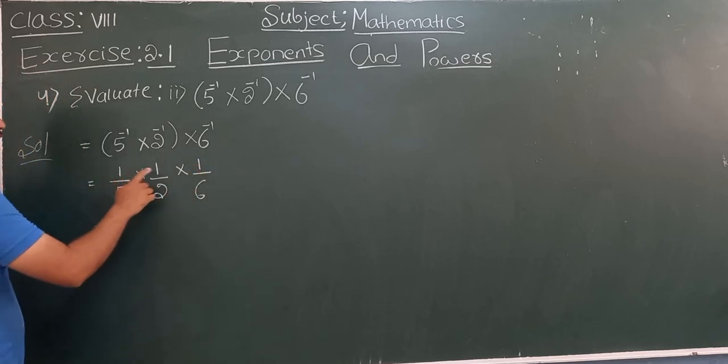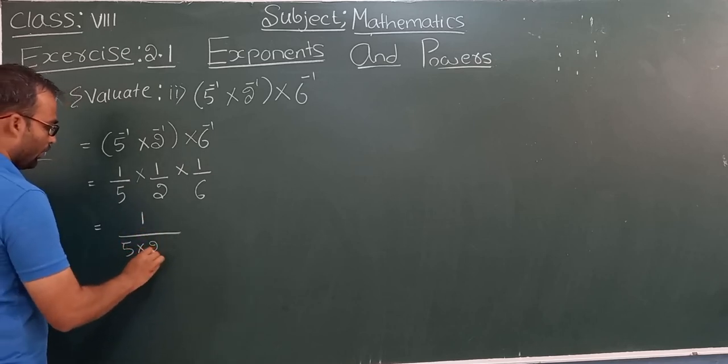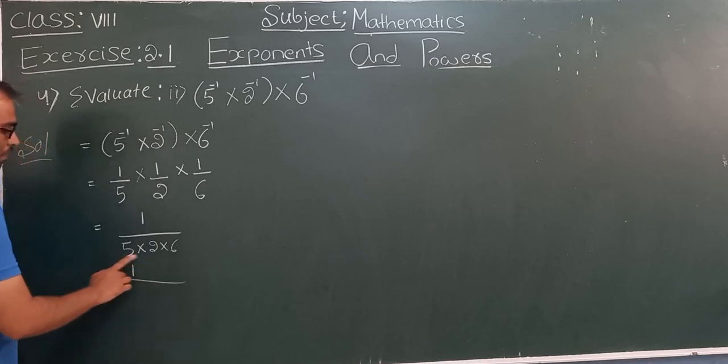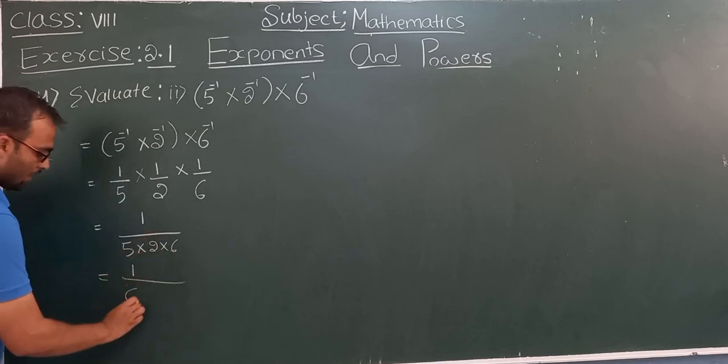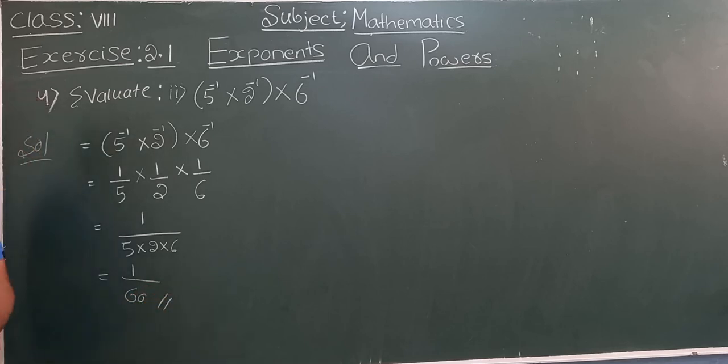So 1 into 1 into 1 is 1 only, over 5 into 2 into 6. That is 5 2s are 10, 10 6s are 60. So 1 by 60 is the solution for this problem.